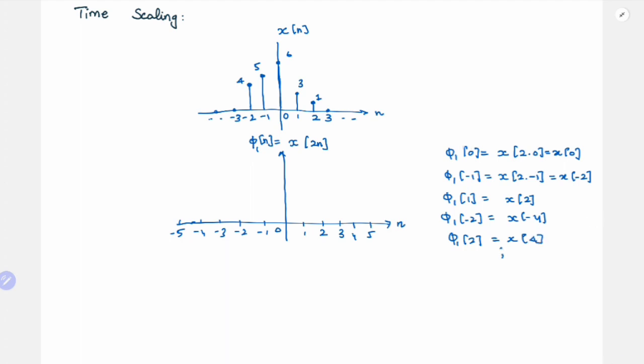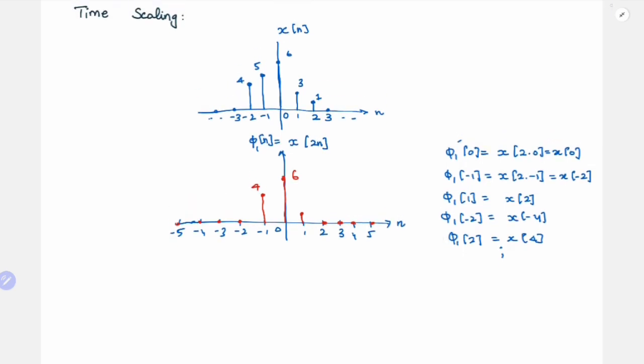So you can observe that only the origin value is equal. All other values are nothing but the value at 2n for x, right? So at the origin we can put the same value, which is 6. And at minus 1 it is x of minus 2, which is 4. And at plus 1 it is x of 2, which is 1. And at minus 2 and beyond that it is x of minus 4 and minus 6 and so on, but it is 0 outside that interval, so it is going to be 0 here. And again in the positive direction also it is going to be 0.